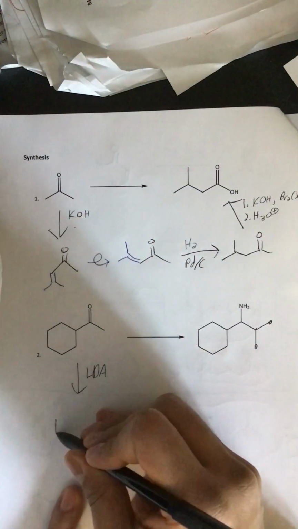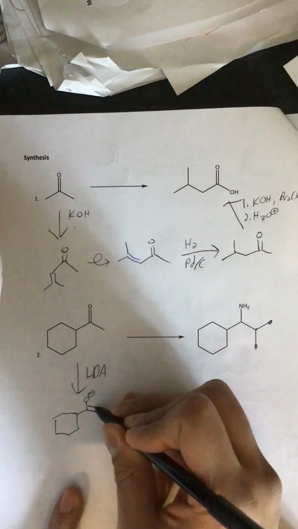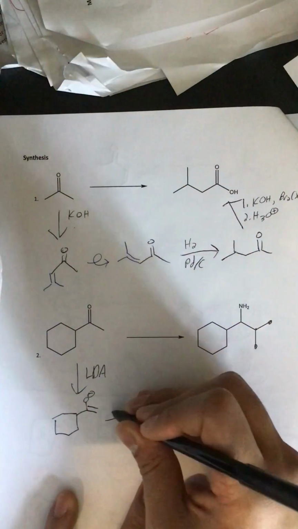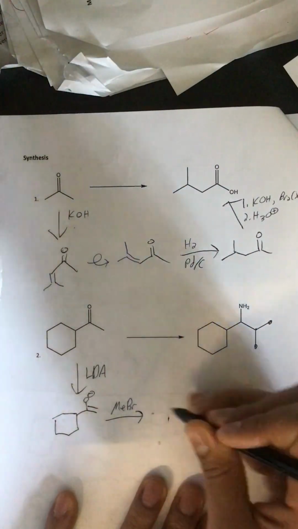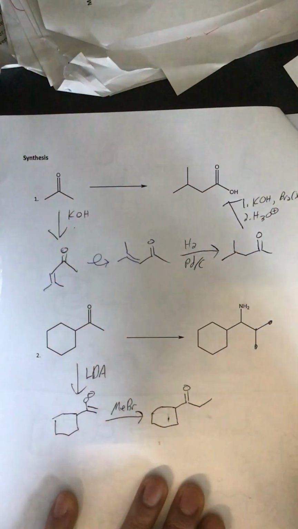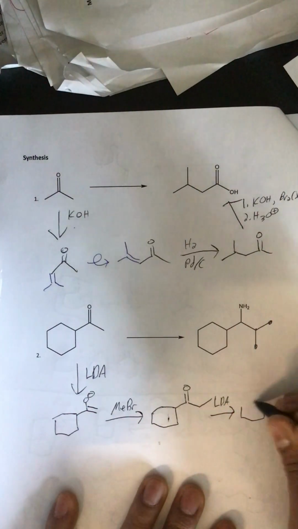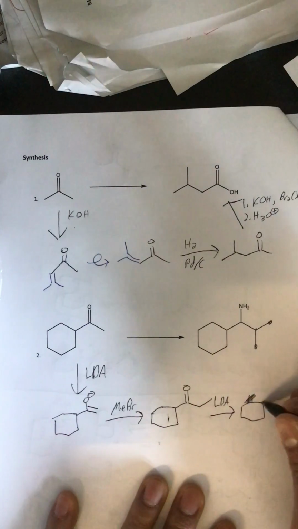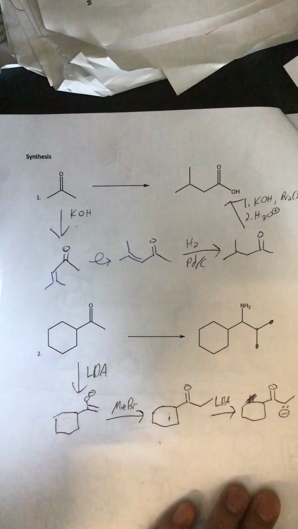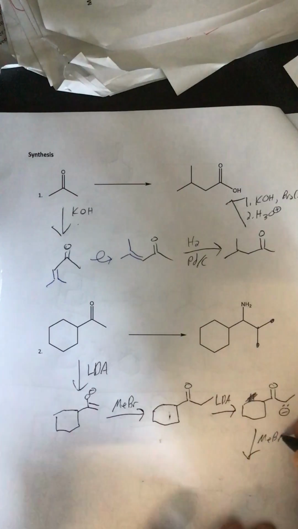So if you use LDA, you'll get this less substituted one, right? Now that I have the less substituted one, I can add methyl bromide or any type of leaving group you want, and I'll get this. And I can use LDA again. Still the less substituted, so this is the minor resonance form. Then I can use methyl bromide again.